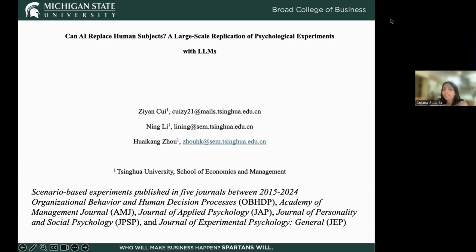I mean, I have colleagues who publish in these journals. So what they've done is they've basically taken a lot of scenario-based experiments published over 10 years in 5 management journals. They asked, can I replicate this with generative AI without using human subjects? They were able to do a very good job replicating it, TLDR, right?